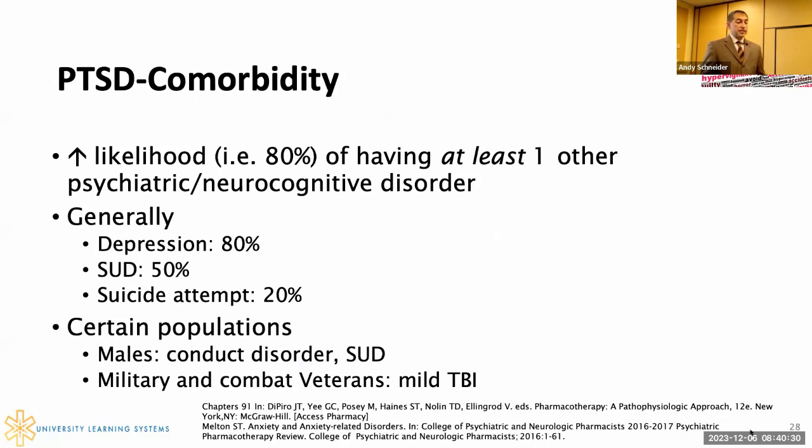For those with PTSD, 80% of them will have at least another psychiatric comorbidity. It could be depression, and it could be panic attacks. So you can have PTSD with panic attacks. You can have PTSD with social anxiety. Substance use disorder is about 50%, and about 20% will not just have suicidal ideations, 20% will actually have an attempt.